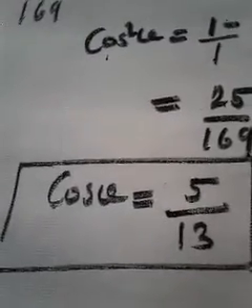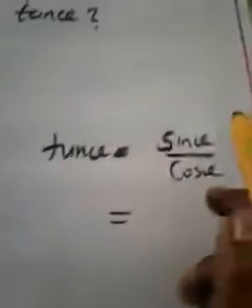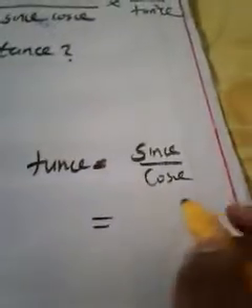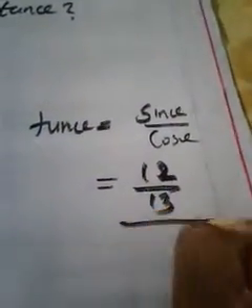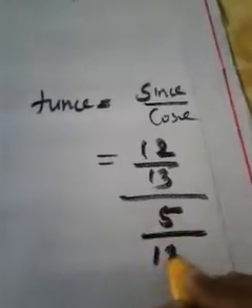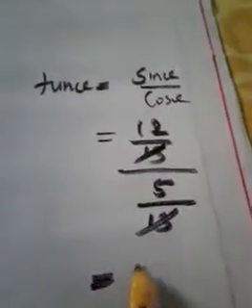From this expression, you can calculate the value of sec theta. But what is the need? Because tan theta is nothing but sin theta by cos theta. What is sin theta? 12 by 13. What is cos theta? 5 by 13. So sin theta by cos theta will be what? 12 by 13 by 5 by 13. So 13 gets cancelled, the answer will be 12 by 5.